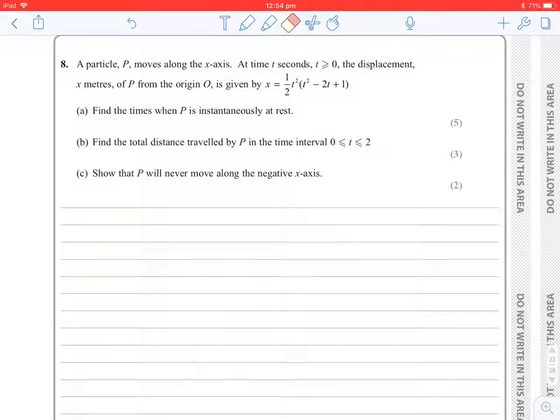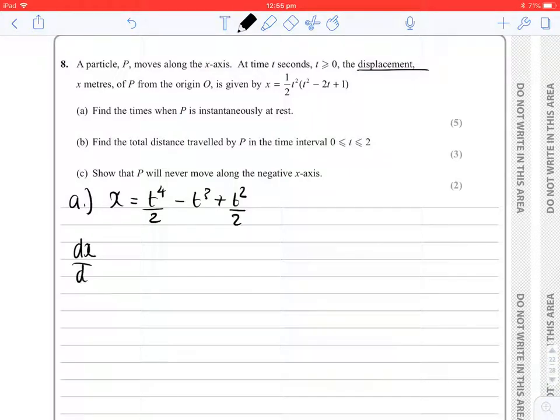Part A, find the times at which P is instantaneously at rest. So looking at this, we can expand the brackets and we get x is equal to t to the 4 over 2 minus t cubed plus t squared over 2. Now, times where it's instantaneously at rest is going to be where the velocity is 0. In order to get from the displacement to the velocity, we need to differentiate.